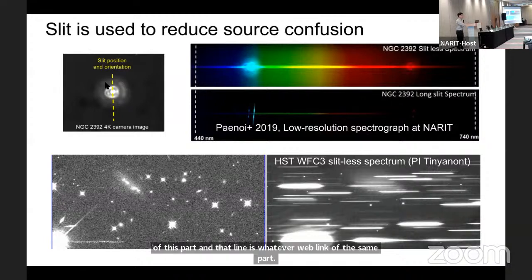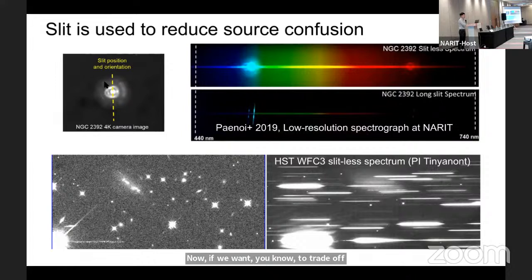Now, the trade-off here is that if you want information on that other part, then you have to move your telescope and move your slit. So this is not ideal, and we will talk about how to deal with that in a little bit.